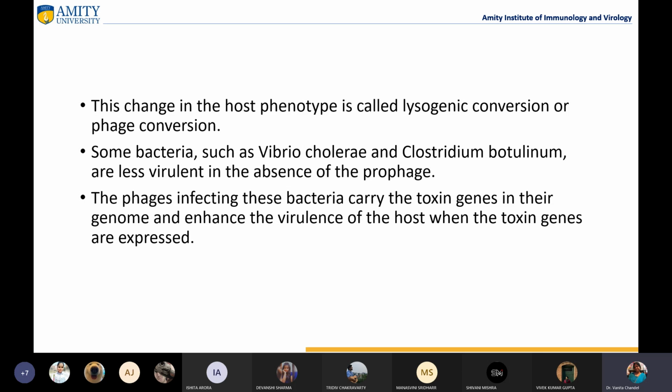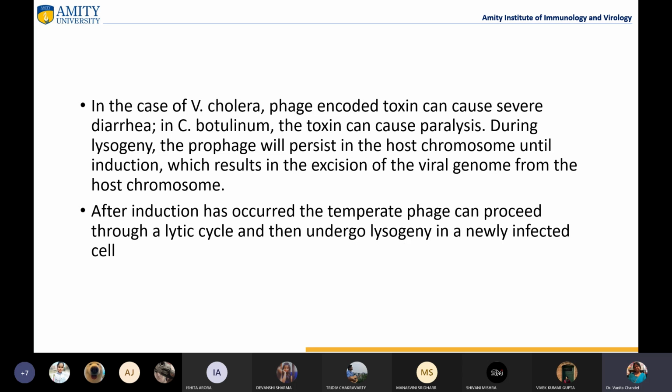Some bacteria, for example, Vibrio cholerae or Clostridium botulinum, are less virulent in the absence of a prophage. When the prophage is there, they are more virulent. The phages infecting these bacteria have toxin genes in their genome, which enhance the virulence of the host, and the toxin genes are expressed. For example, in Vibrio cholerae, the phage-encoded toxin can cause severe diarrhea. In Clostridium botulinum, the toxin can cause paralysis in the presence of a prophage.